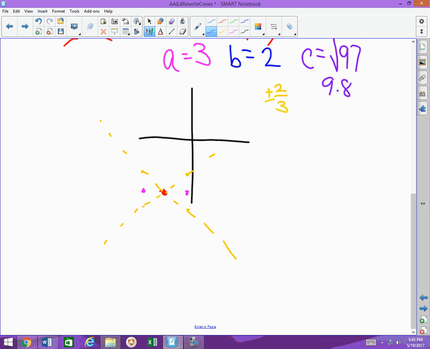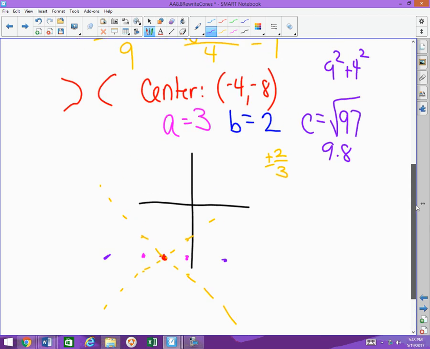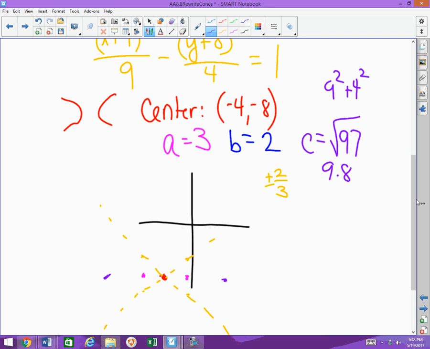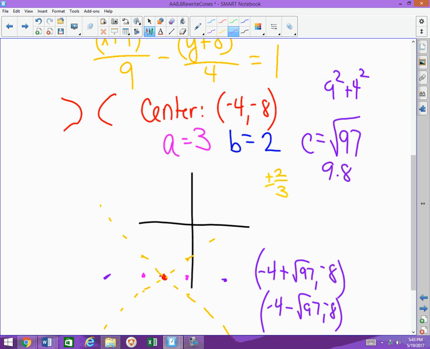Our foci are at the square root of 97, which is about 9.8. From the center, you go 9.8 that way and 9.8 this way. So those coordinates would be negative 4 plus the square root of 97, comma negative 8, and negative 4 minus the square root of 97, comma negative 8. And these points here would be 3 from the center, so at negative 1, negative 8 and negative 7, negative 8. And then your hyperbola would be going like so.